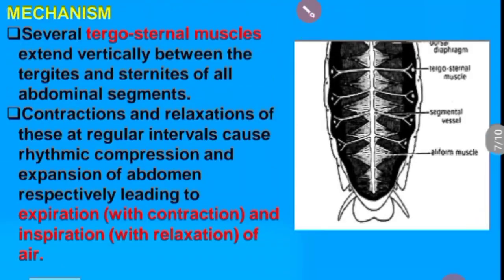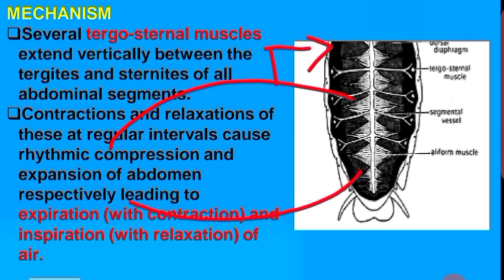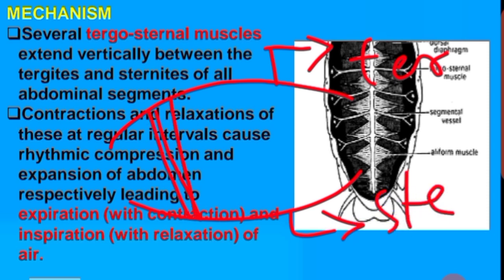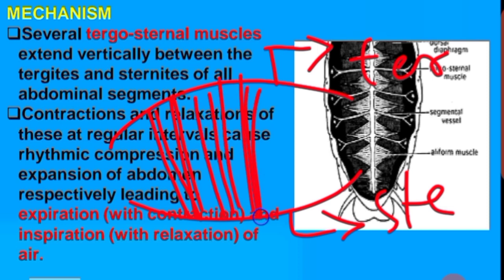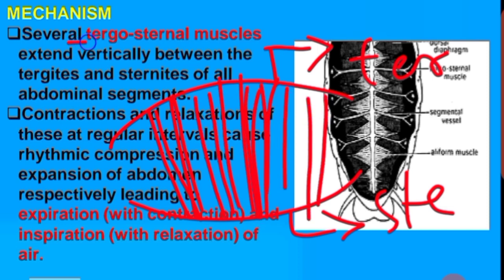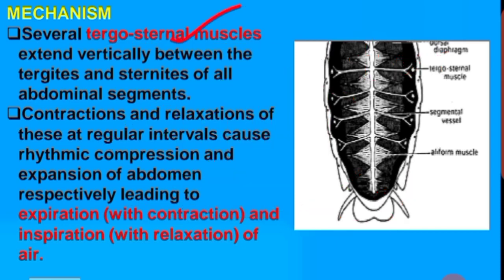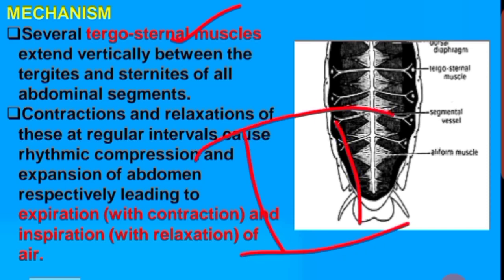Mechanism of breathing. Several pterygosternal muscles extend vertically between the tergite and sternite. The dorsal surface is called the tergite, and the ventral surface is called the sternite. In between them, a lot of muscles are innervated, and they are called pterygosternal muscles. Several pterygosternal muscles extend vertically between the tergite and sternite of all abdominal segments.